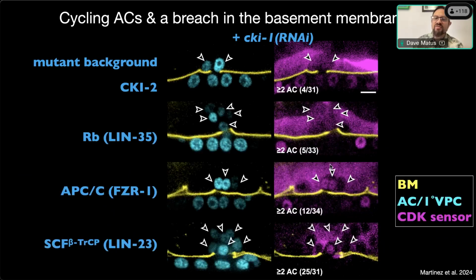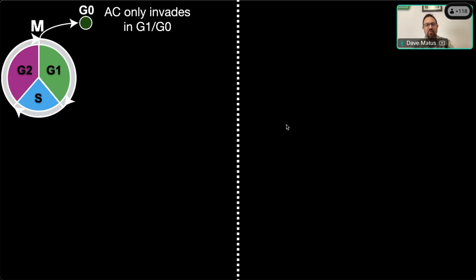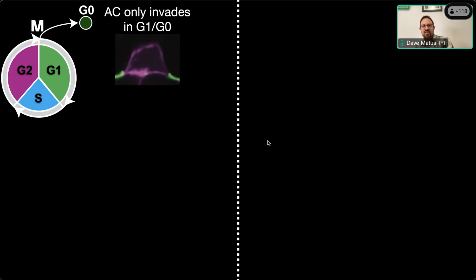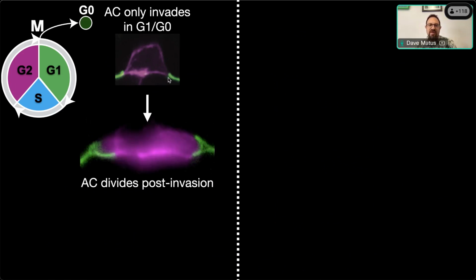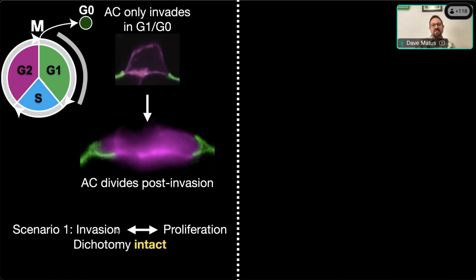Now, I know I was going really fast, so you might not have seen it. In some ways, I didn't want to talk about it yet. But if you notice in all these images, we see multiple ACs and breaches in the basement membrane. This was really surprising when these started to crop up in our imaging. And so that really gave us 2 possibilities. One, it could be that the AC makes the hole in the basement membrane, then inappropriately enters the cell cycle and starts dividing. Maybe there's only a window in G1 in which to invade, in which case this invasion and proliferation dichotomy would be intact.